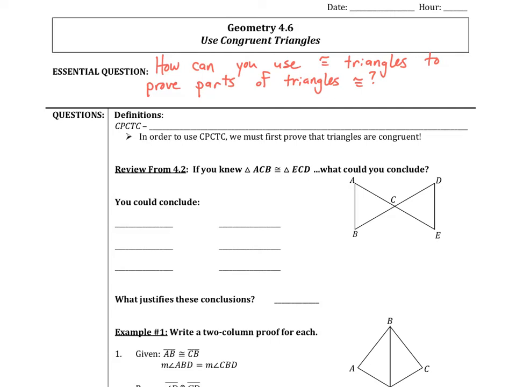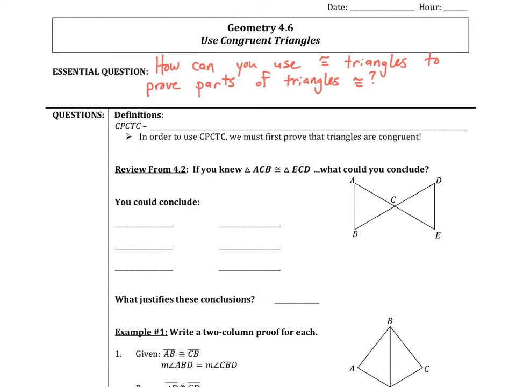All right, section 4.6, we get into using congruent triangles. So in the past few sections, we've talked about how we can show two triangles are congruent. Today we're going to talk about how you can use congruent triangles to prove parts of triangles are congruent. So the main concept we're going to cover today is CPCTC.